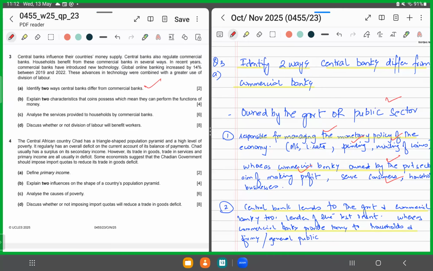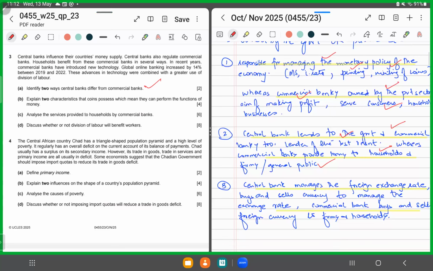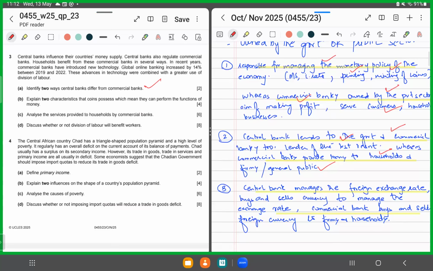The second point could be written as central banks lend to the government and to the commercial banks. They are also known as lenders of last resort, whereas commercial banks only provide loans to households and the general public. Or if you do not want to write any of these 2 points, you could even say that central banks manage the foreign exchange rate. They buy and sell currency to manage the exchange rate of the country. However, commercial banks buy and sell foreign currency for firms and households. So now you can have a clear picture.